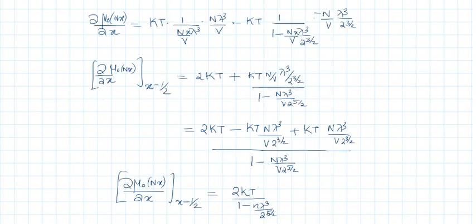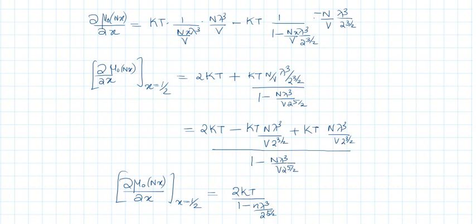Take the derivative with respect to x, you will get this quantity. Put x equal to half, you will get 2kT plus kT (N/V)(λ³/2^{3/2}) whole divided by 1 minus Nλ³/V into 2^{5/2}. Take the LCM, you will get this quantity. In the numerator, this 2 will cancel and the final value is 2kT divided by 1 minus Nλ³/2^{5/2}.